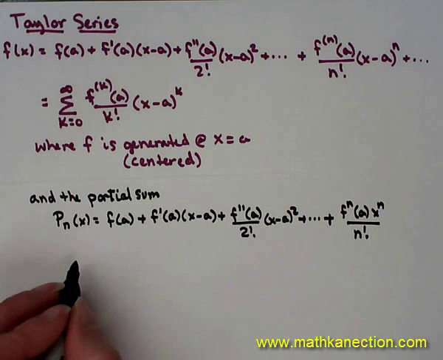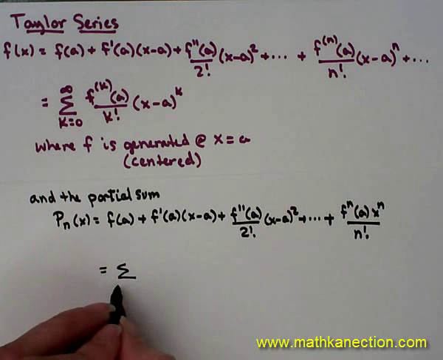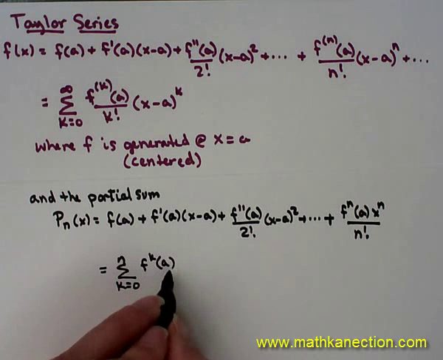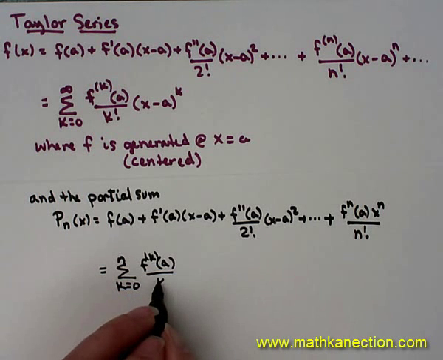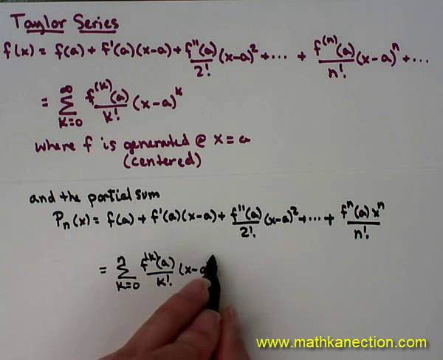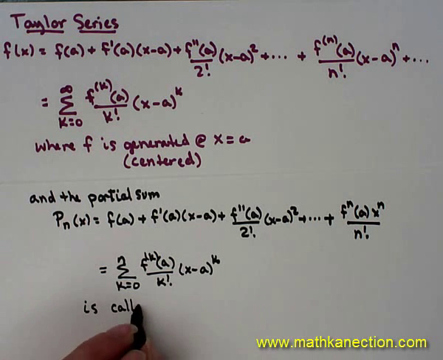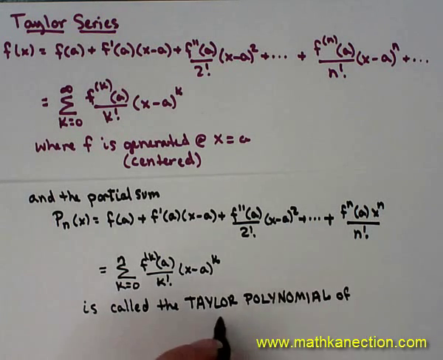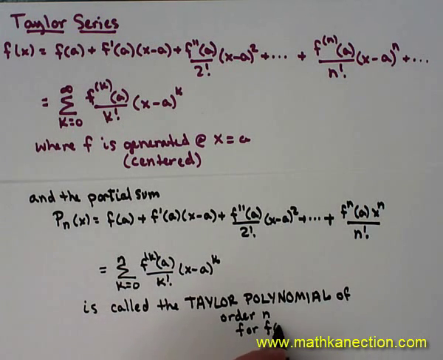So it's a summation of k is equal to 0 just to n of the kth derivative of f at a over k factorial times (x minus a) to the k. And this partial sum is called the Taylor polynomial of order n for that function f of x at x is equal to a.